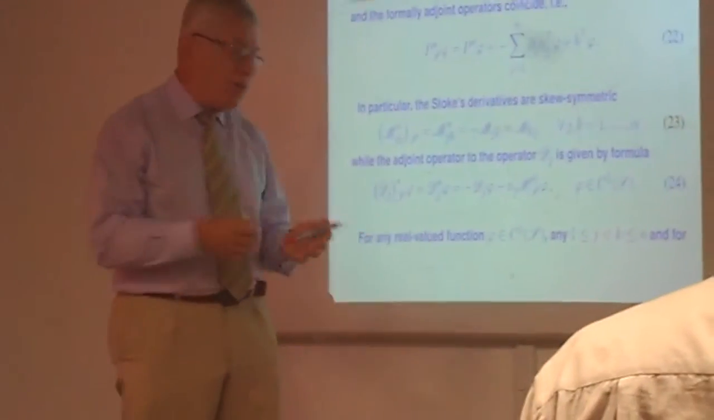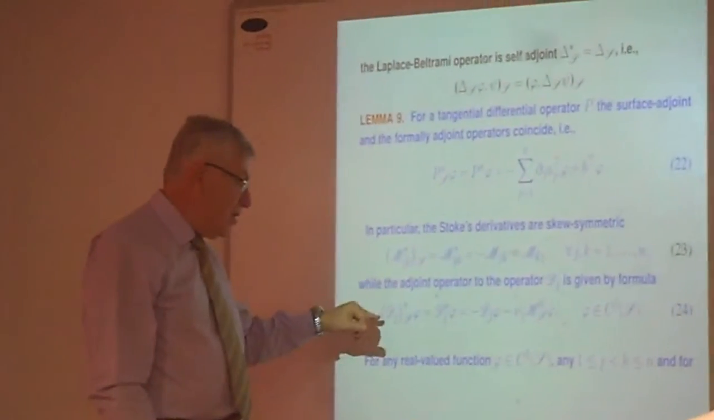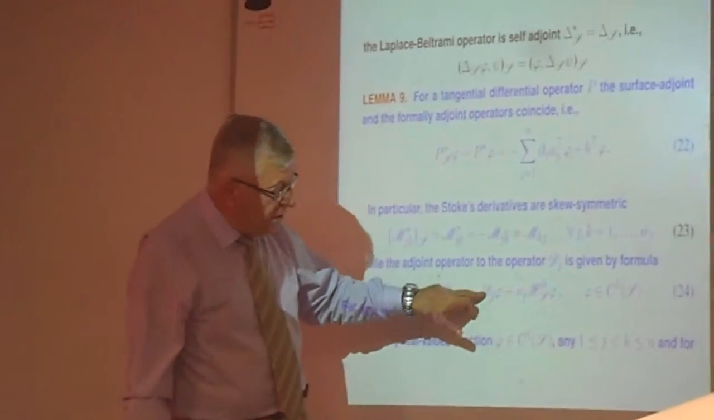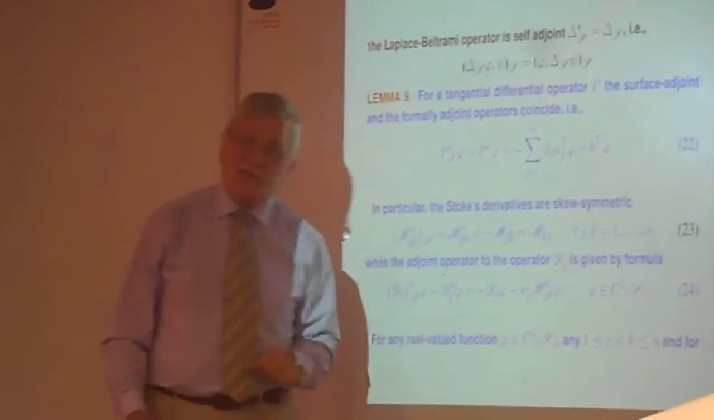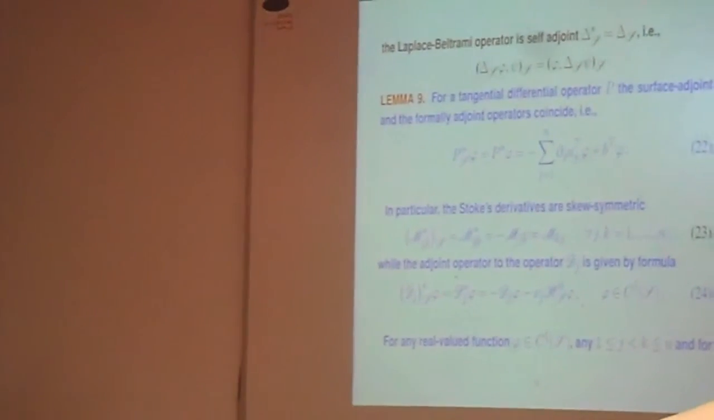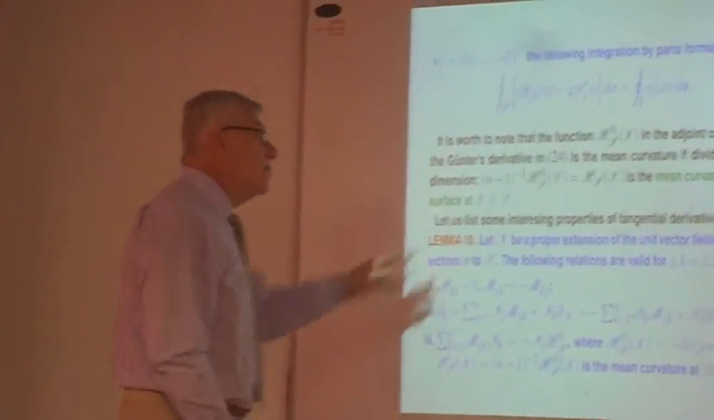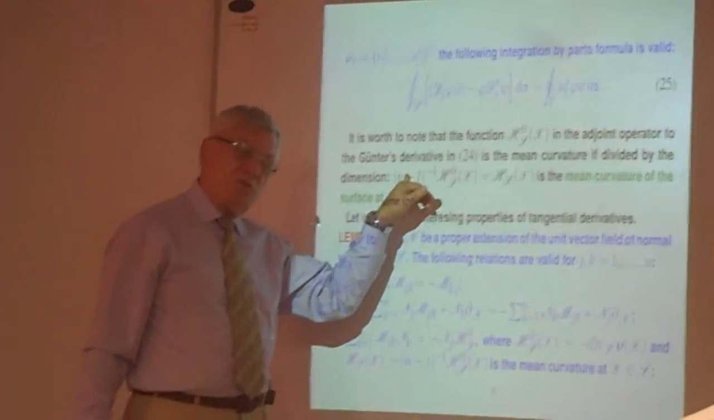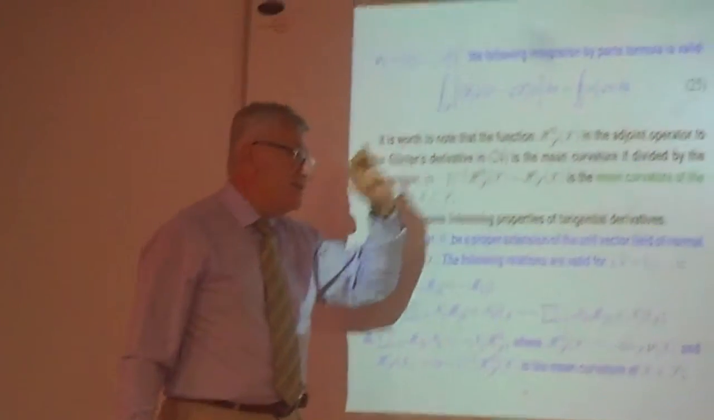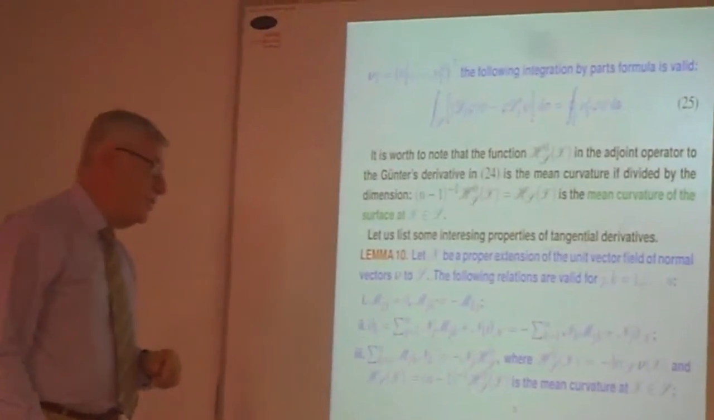So you have the same formula that the dual to dg is minus dg, which is in Euclidean space. But as soon as you are on the surface, the dual to the Günter's derivative is minus Günter's derivative, but minus also the curvature, which is quite natural. Yes, here is written. You have to divide it by the dimension also. Then it is exactly the mean curvature, Gauss curvature.